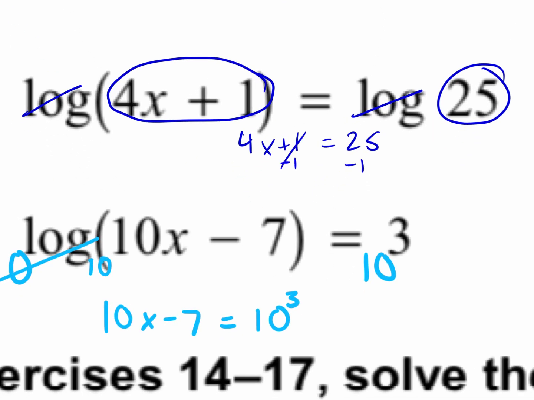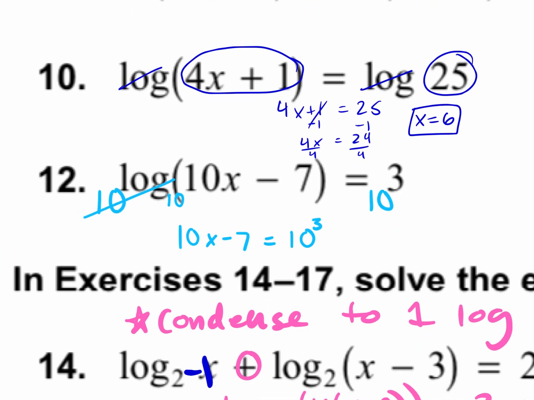Subtract 1 on both sides to move it over. So 4x is equal to 24. Divide by 4. So what does x equal? x is equal to 6. Awesome. Any questions there?